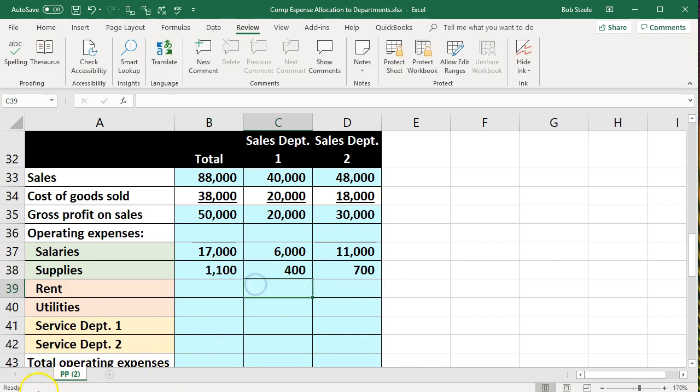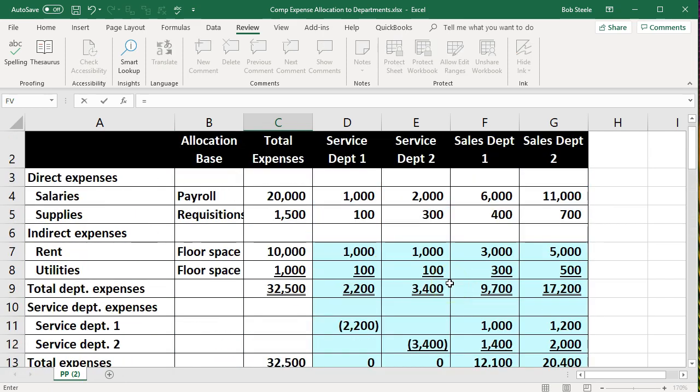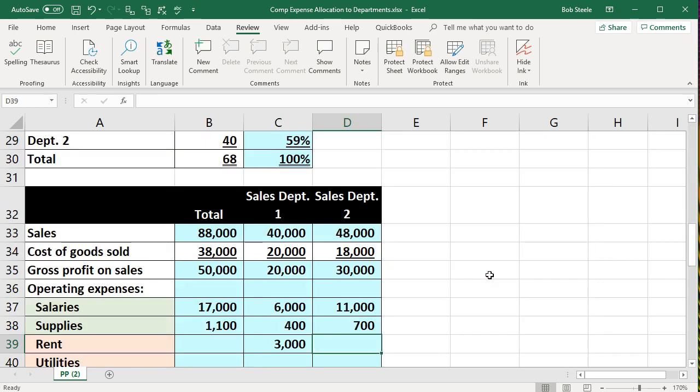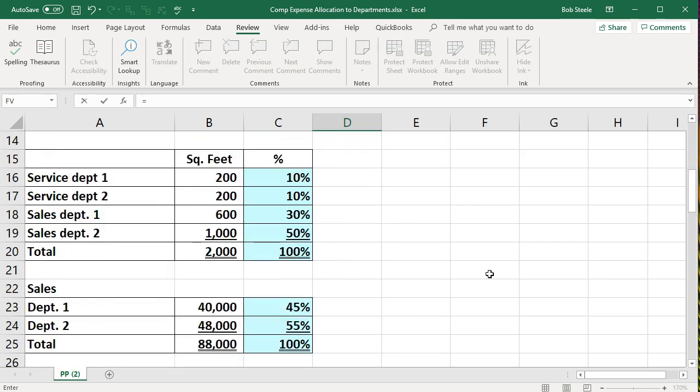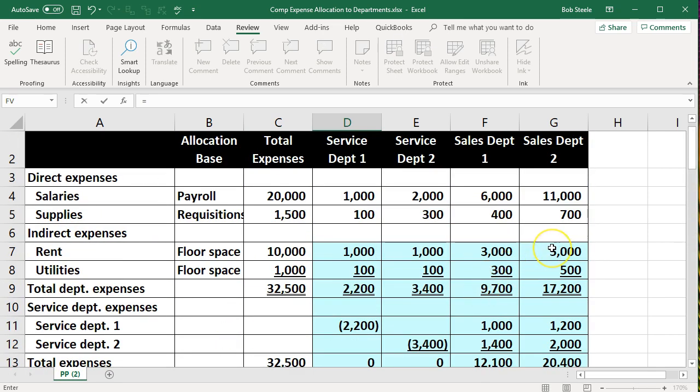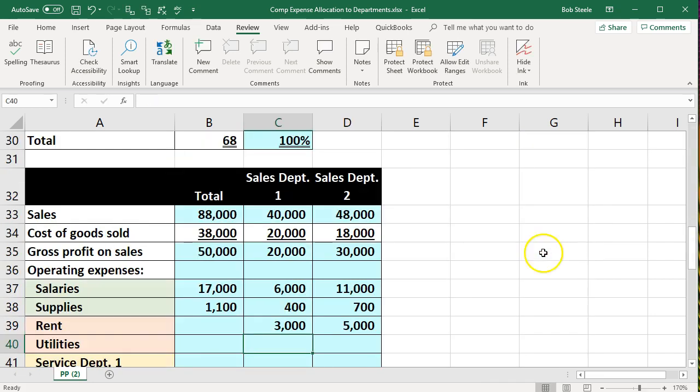And then we're looking for the rent. We're going to say that that equals, and we'll scroll back up looking for the rent. That's going to be the 3,000. Tab. And the rent for department 2 equals, scrolling up, that's going to be the 5,000 and enter. We could sum that up and total that equals the sum of those two items.